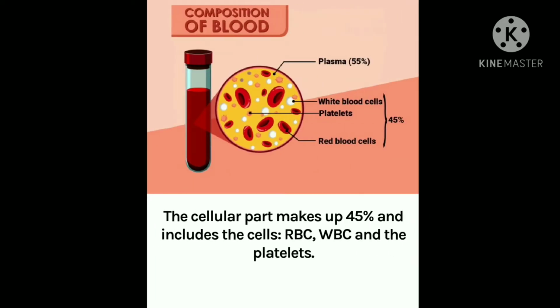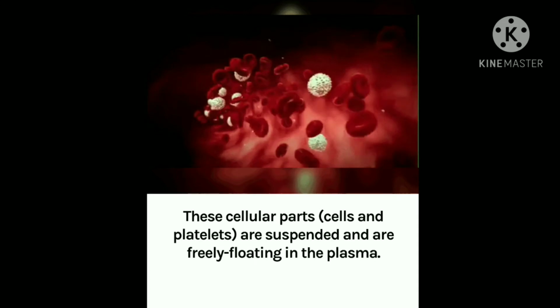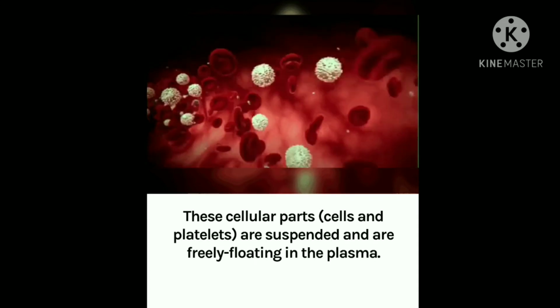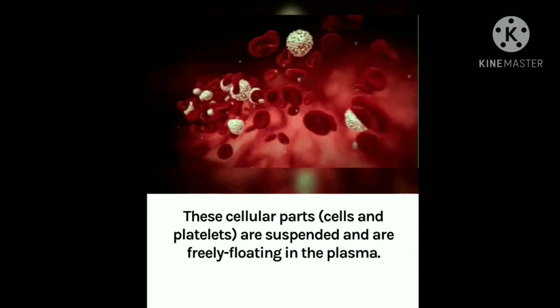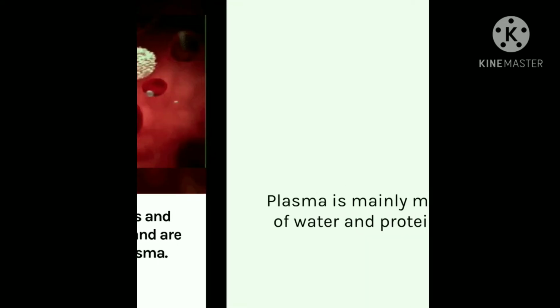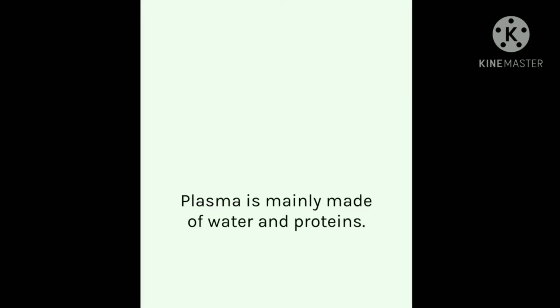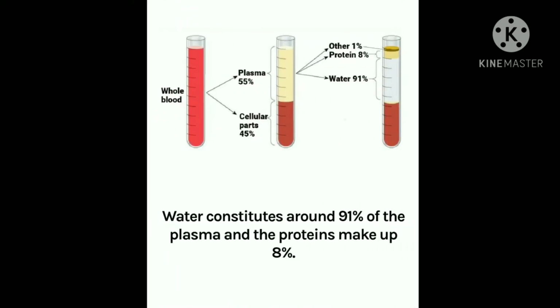Now we will just see the composition of blood. This cellular part is made up of 45% and includes the cells: red blood cells, white blood cells and the platelets. Cells and the platelets are suspended and freely floating in the plasma. And that plasma is mainly made up of water and protein. Water constitutes around 91% of the plasma and proteins make up 8%.